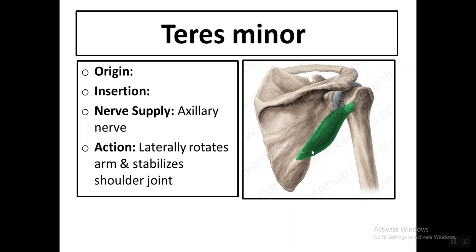Teres minor originates from the lateral border of the scapula, from the upper two-thirds of the lateral border. It is inserted on the posterior aspect of the greater tuberosity and supplied by the axillary nerve. Its action is to laterally rotate the arm, and it also shares in the stabilization of the shoulder joint. Since this group of rotator cuff muscles surrounds the shoulder joint, it will stabilize this joint.